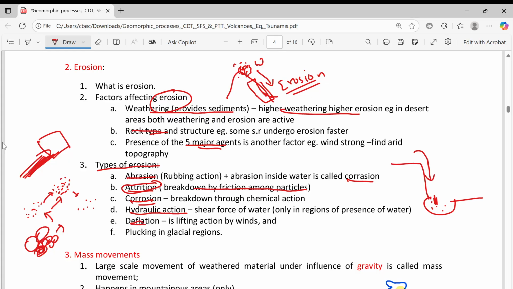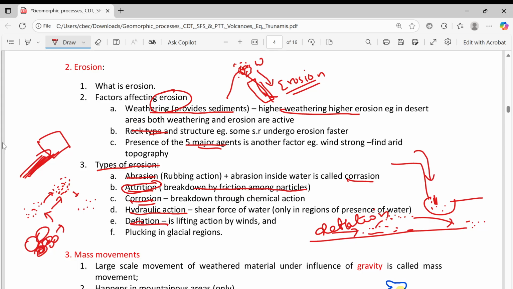Then deflation means wind. For example, here some sand is there. Wind is coming, and this wind is taking this sand and placing it somewhere. Okay, this is what plucking. Sorry, deflation. This is what deflation. So wind deflation means related to wind. Wind is taking some sand and placing it somewhere. That is deflation action.